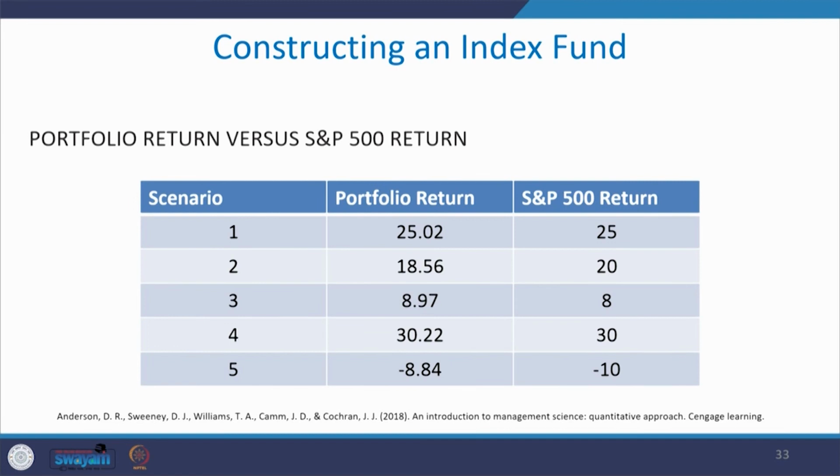When you substitute these proportions in the return expression function, we get the R1 value as 25, R2 as 18, R3 as 8.97, R4 as 30.22. You see this return, the S&P return given by this indexing company. Now, we find that if you follow that portfolio strategy, there will be a close match between the index provided by this company and the return we will be getting from our own portfolio.